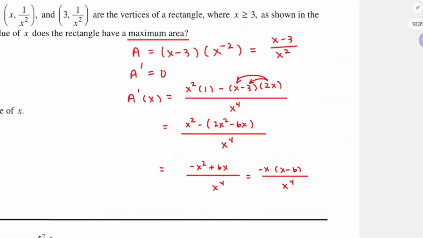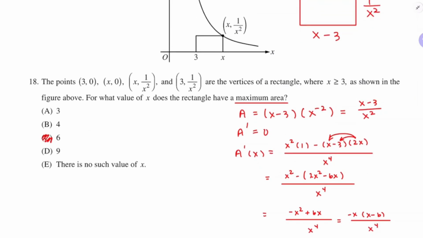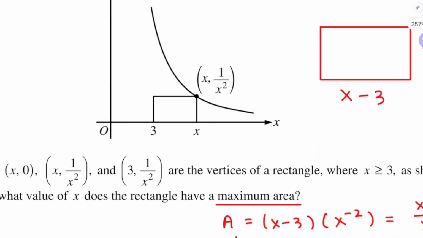I can see, okay, well, I know that x needs to be greater than or equal to 3, so the only 0 of A prime is going to be x equals 6, and I have faith that it's going to be that. Okay, now I also know that it's going to be that because I can think about the extremes of this situation. X is greater than or equal to 3.